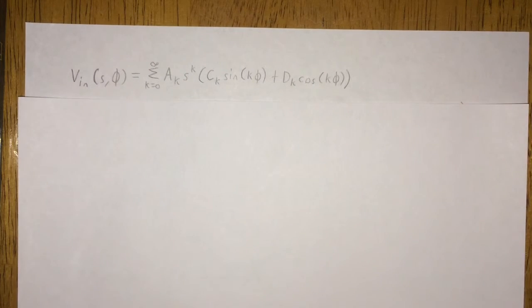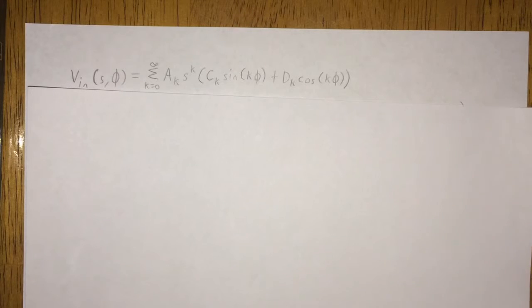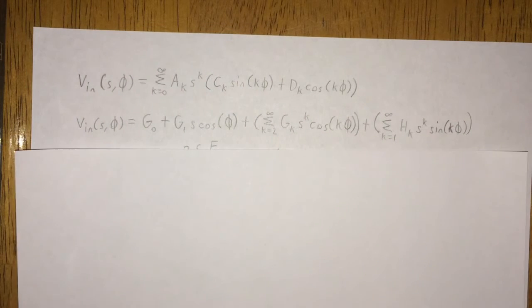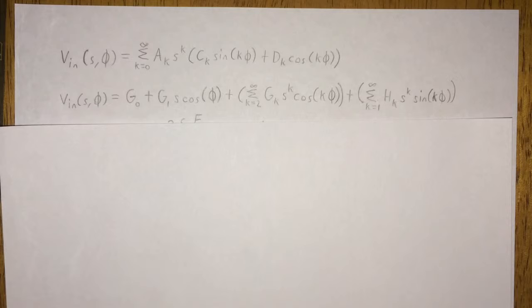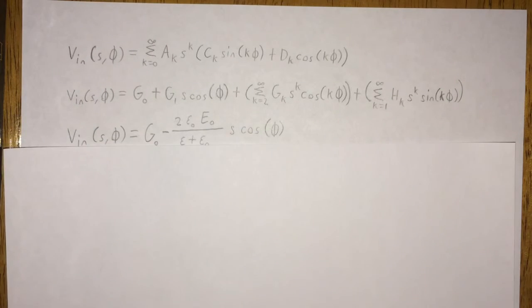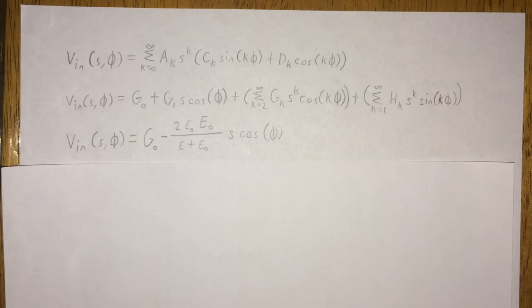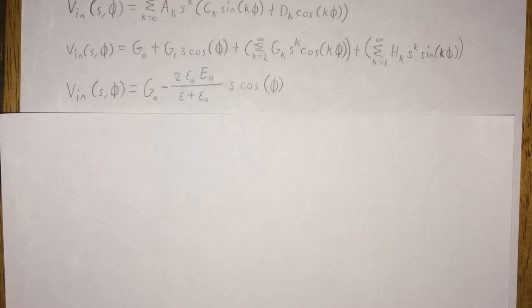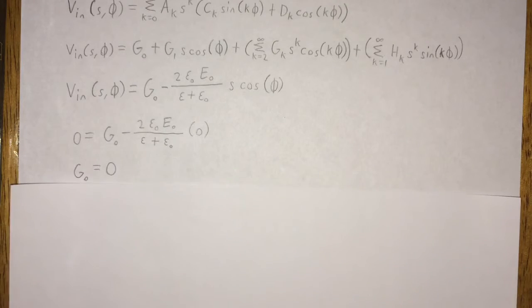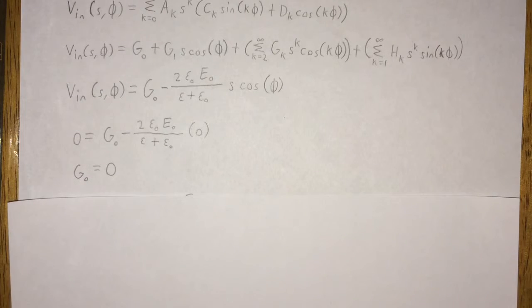Now that we have defined our coefficients, let's return to the equation we obtained for the potential within the cylinder. After we expand the function like this, we can plug in the values that we found for the coefficients, which results in this equation here. Now, assuming that the potential at the center of the cylinder is 0, we find that G naught is 0, which gives us this equation.